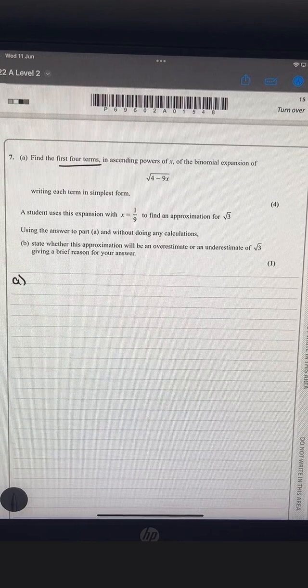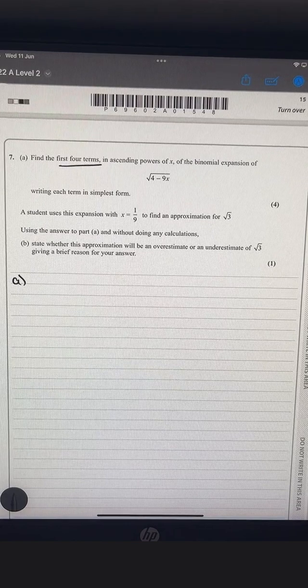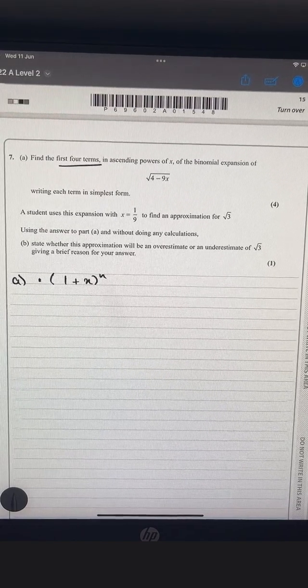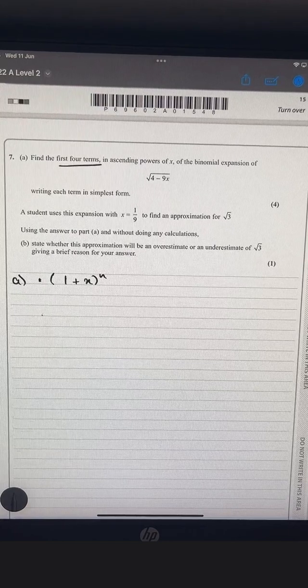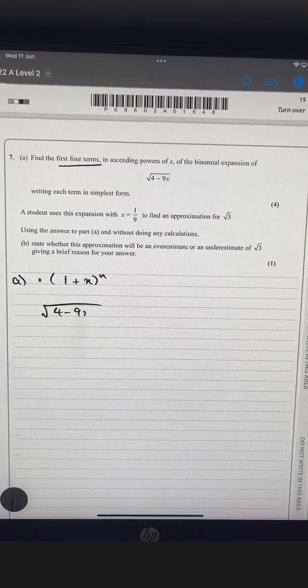So part A. I've got square root of 4 minus 9x. I need to write this in a form that I know how to expand. And if you look at the formula, yeah, I need to get it into that form exactly. So I need to get it into the form 1 plus x to the power of n, alright? So let's rewrite this. So square root of 4 minus 9x, well, square root means to the power of a half, right guys?